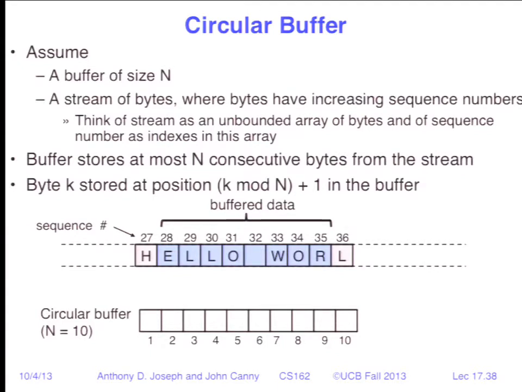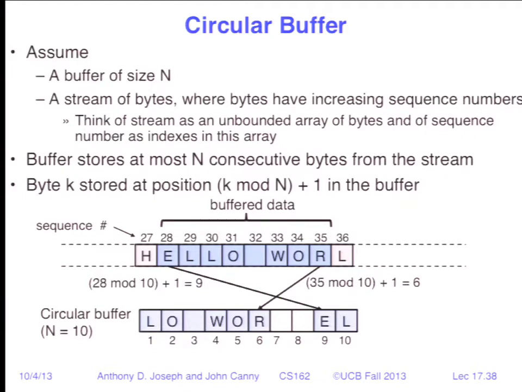And we're going to use modular arithmetic when storing things into the buffer. So a particular sequence number of our buffer data, like 28, would be stored in 28 mod n plus 1. So 28 mod 10 is 8, plus 1 is 9. And so on. The key thing about circular buffers is they wrap around. So the text "HELLO WOR" wraps around, and then L and D. So this allows us to have a fixed size buffer that we can just keep circulating data through.